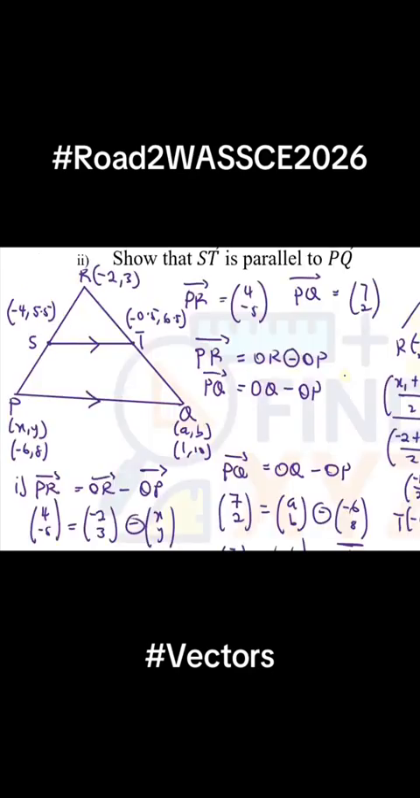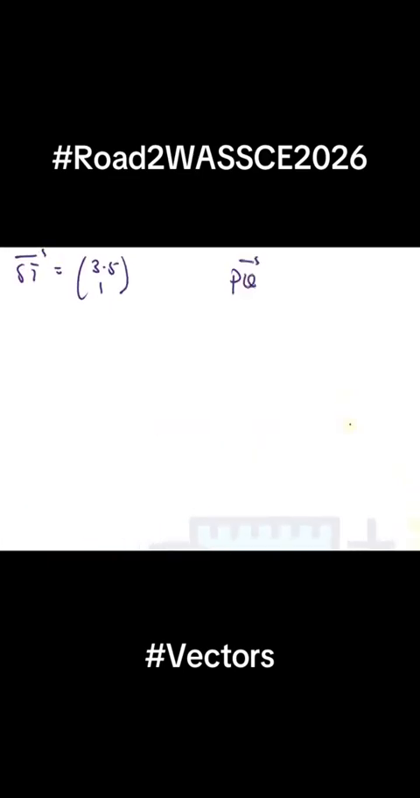So we want to determine whether these two vectors, that is ST and then PQ, are parallel. Since we have been able to find vector ST, we'll compare it to vector PQ. Then what is vector PQ? 7, 2. So vector PQ is 7, 2. How do we determine whether two vectors are parallel? Now, if I say vector A is parallel to vector B, it means that vector A can be expressed as a scalar multiple of vector B. So if one is a scalar multiple of the other, then those two vectors are parallel.